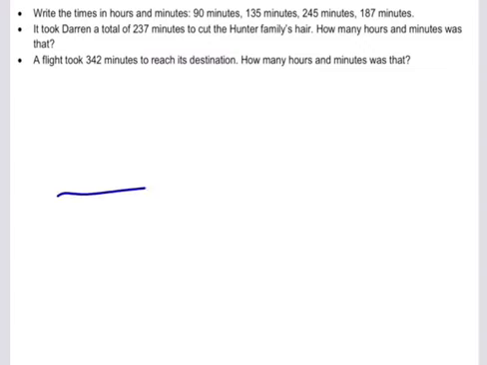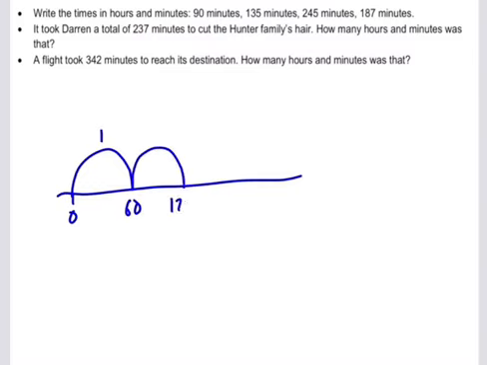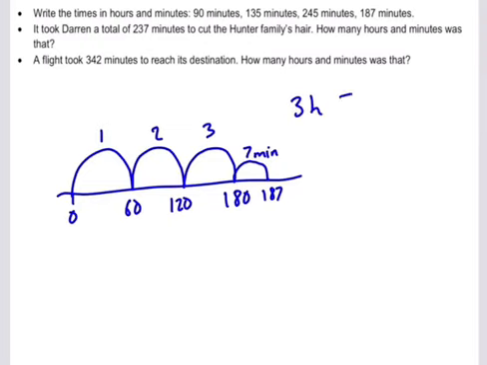187 minutes. Start from 0, jump 60, that's 1 hour. 120, 2 hours. 180, 3 hours. But we need to get to 187, that's 7 minutes. So it's 3 hours, 7 minutes. And 7 minutes isn't any special fraction, so we can leave it at that.